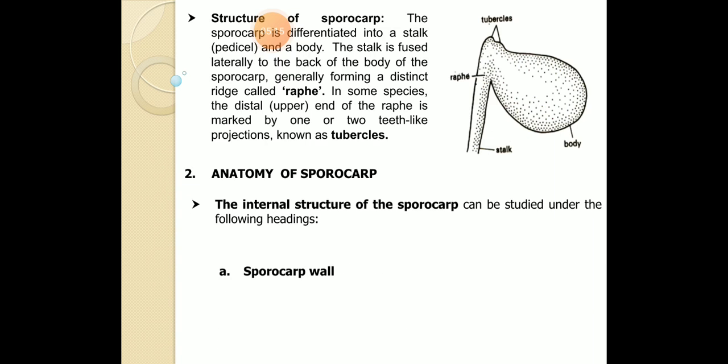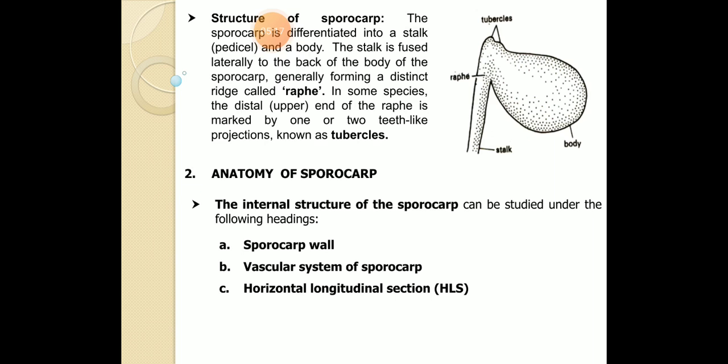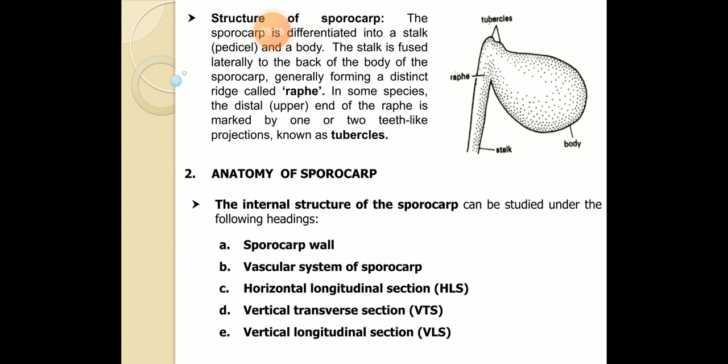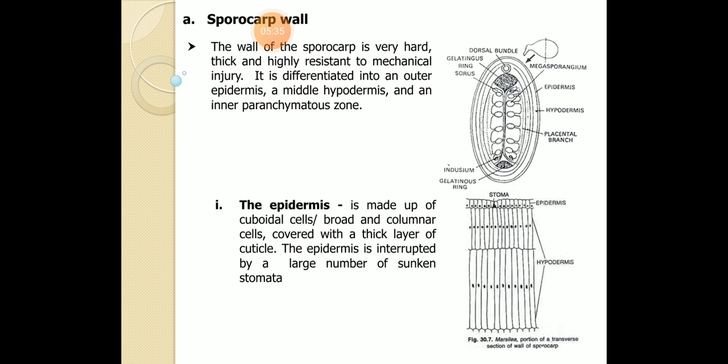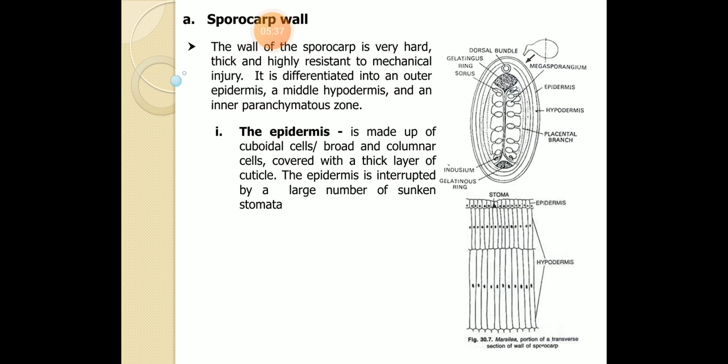So going to the anatomy or the cross section of the sporocarp, that varies. They consist of the sporocarp wall and the vascular system of the sporocarp, and usually the sections, that's the horizontal, vertical, and longitudinal, that's HLS, VTS, and VLS, may vary in structure. So this is how the sporocarp wall will be there. The wall of the sporocarp is very hard and thick, and sometimes highly resistant to drought conditions.